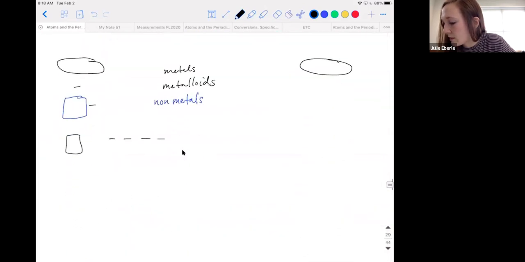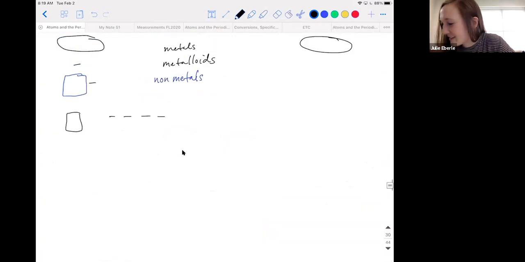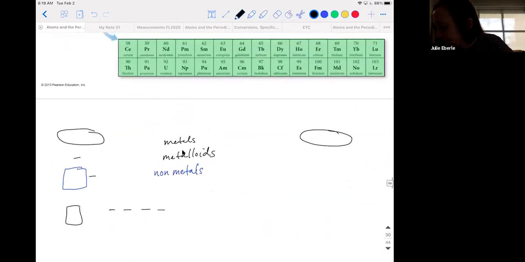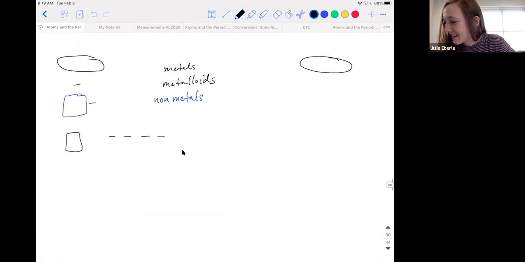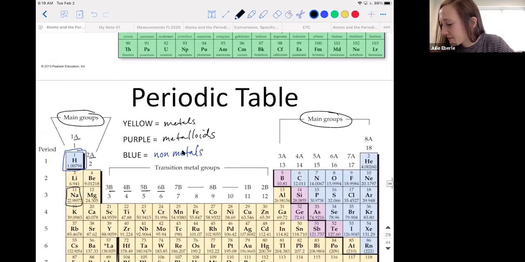Are my eyes deceiving me, or did magic just happen? I'm going to scroll. Where did my periodic table go? Can y'all not see it too? Okay, well, perfect. I literally don't know what happened. Okay, there it is. Wow.